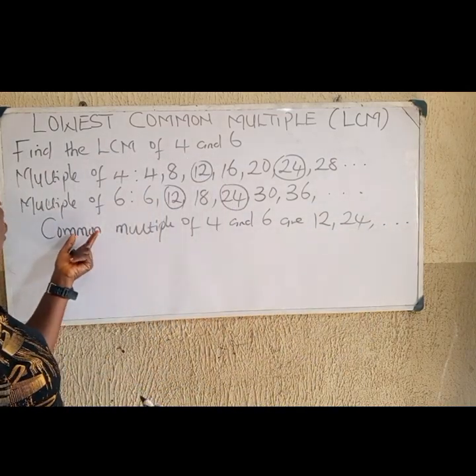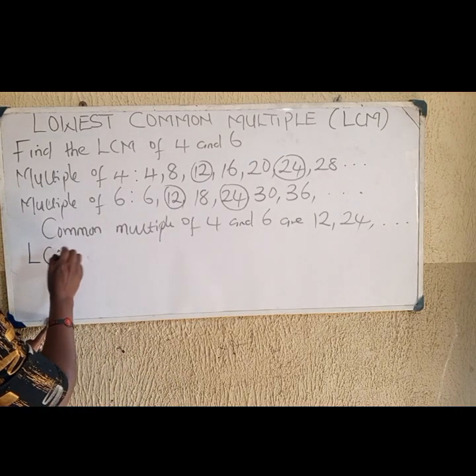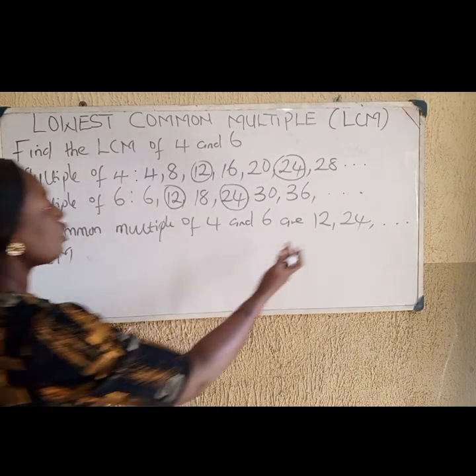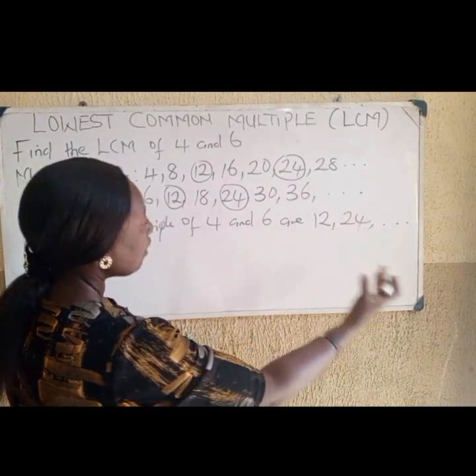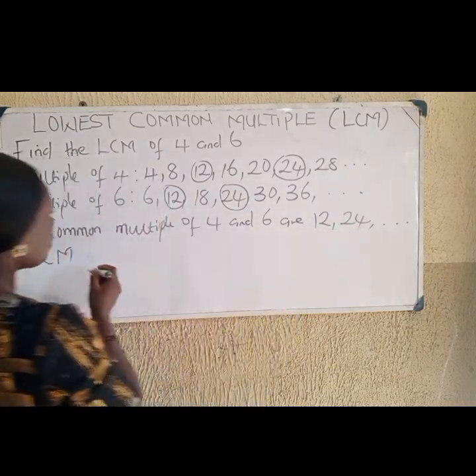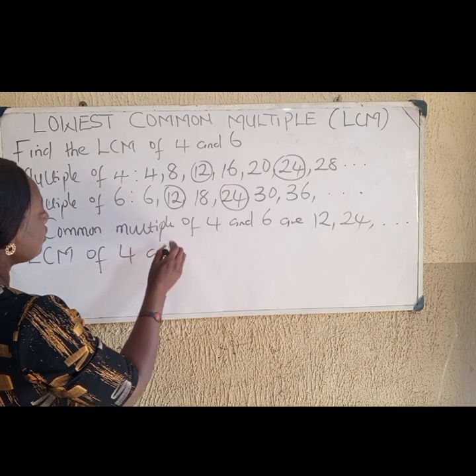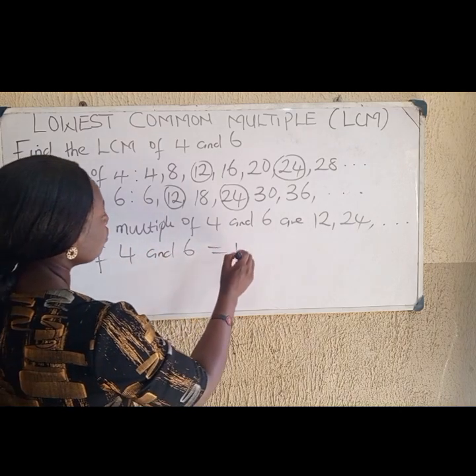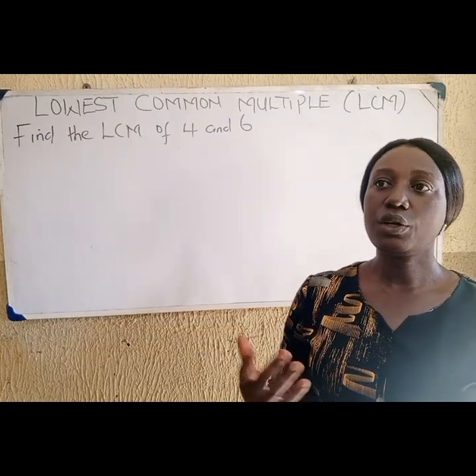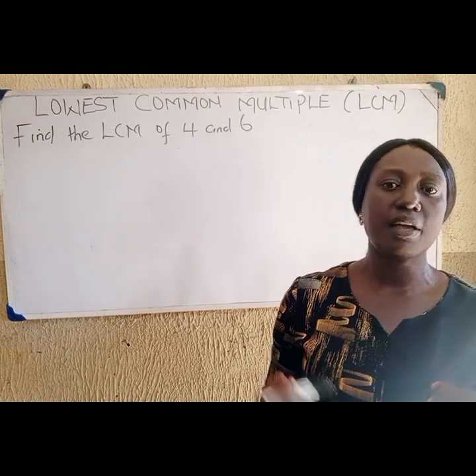Now after finding the common multiples, we find the lowest, which is LCM, lowest common multiple or least common multiple. We look at the common multiples and find the lowest number. So the lowest number among these numbers is what? 12. So LCM of 4 and 6 is equal to 12. I hope it's clear.